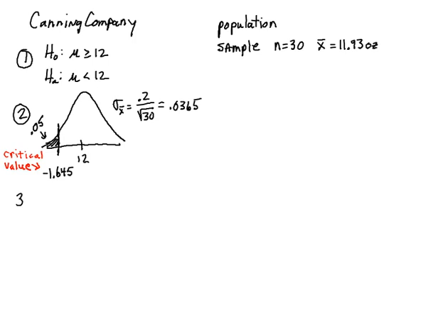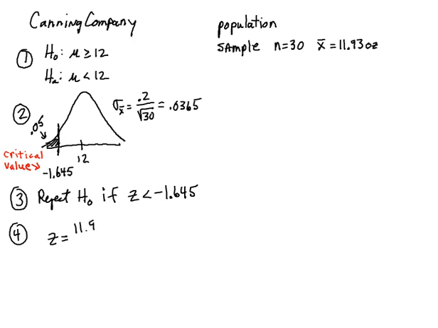So step 3, we'll go ahead and write that rejection rule. We'll reject H sub 0 if the z-score of the 11.93, called the test statistic, is less than negative 1.645. And to go ahead then and calculate that test statistic, I'm going to take the z-score of the 11.93, subtract what's assumed to be the average, and divide it by the standard error, and I get a negative 1.92.